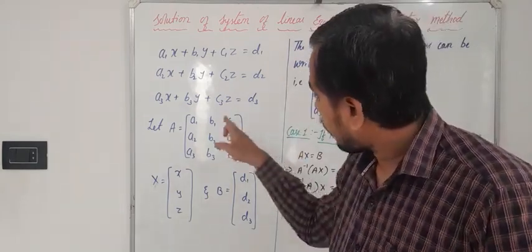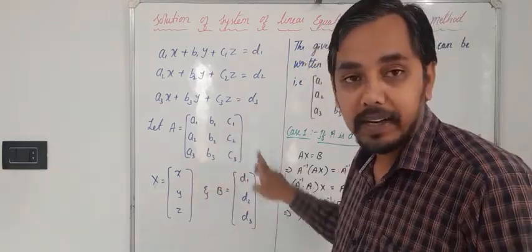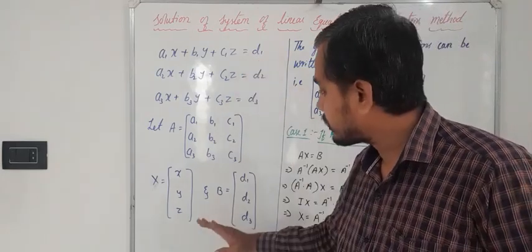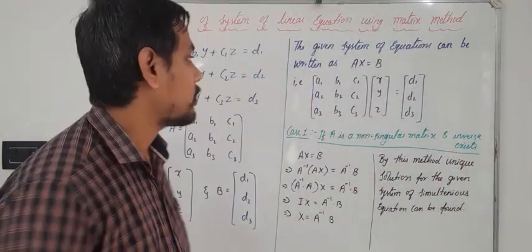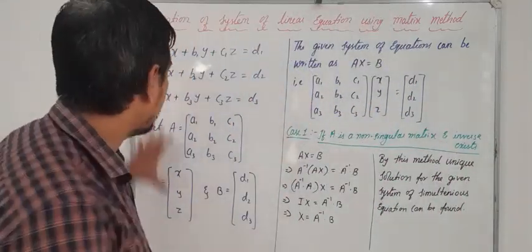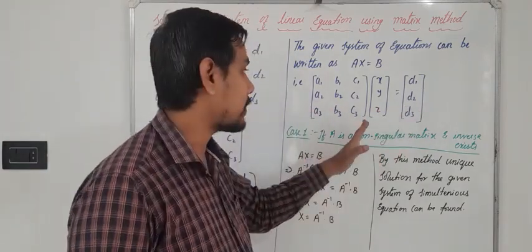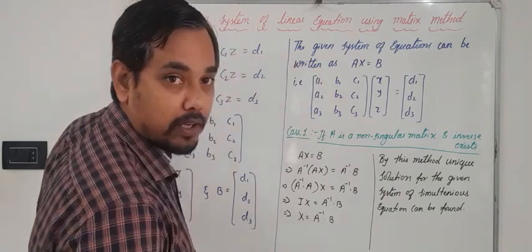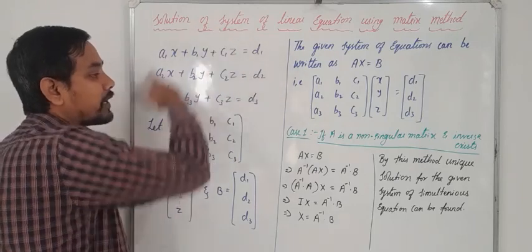Then how can we use these matrices to represent this system of equations? It can be used in this way. This given system of equations can be represented using these matrices in this particular way. This is nothing but another form of this system of equations.